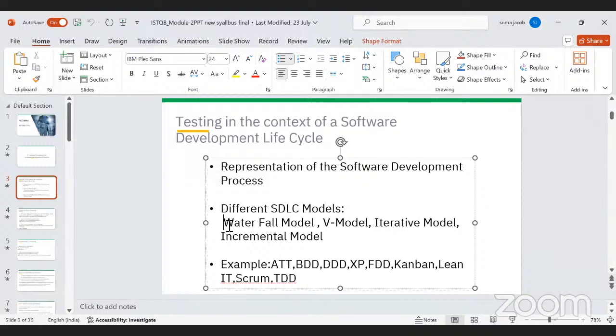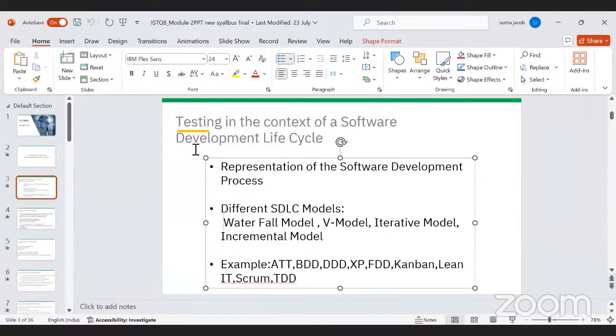So what would be the drawback here? What would be the main drawback if you're following a waterfall model? Time consuming, that is a drawback. Defects will be found at the end.